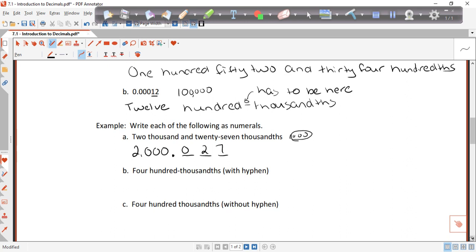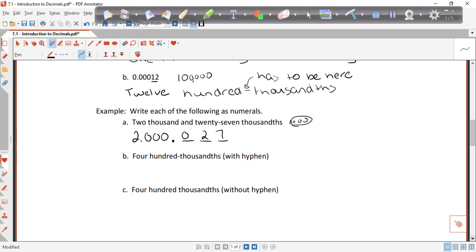The next two, one has a hyphen and one does not, so I wanted you to see the difference. 400-100,000ths, okay, so a decimal. This one's 100,000, which has 5 zeros. So we're going to have 5 decimal places. And 4 goes as far to the right as possible, and we will fill in zeros.